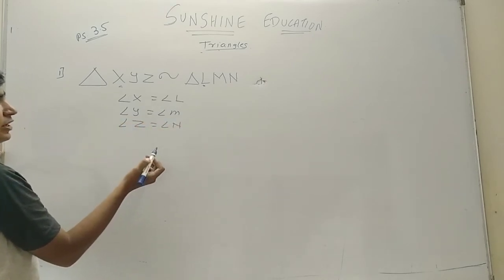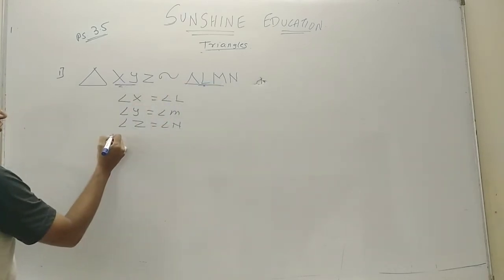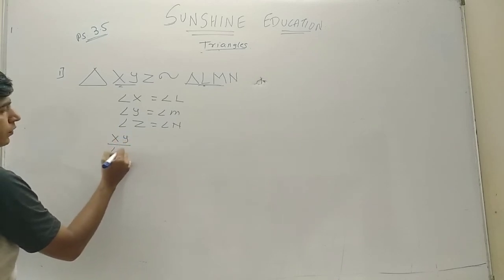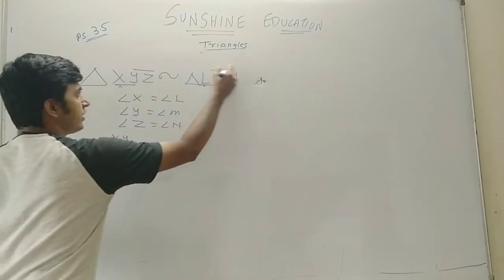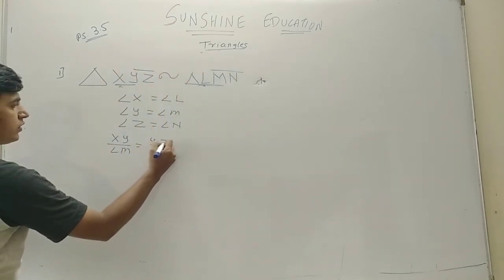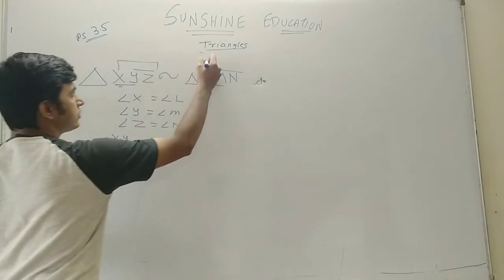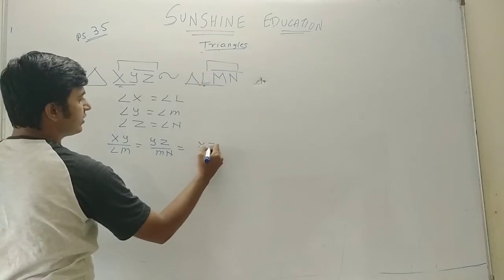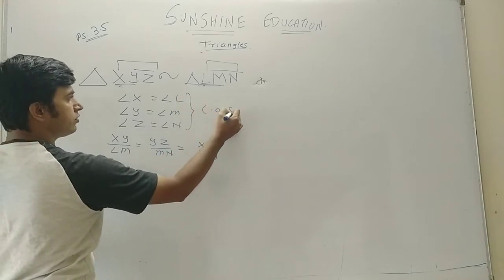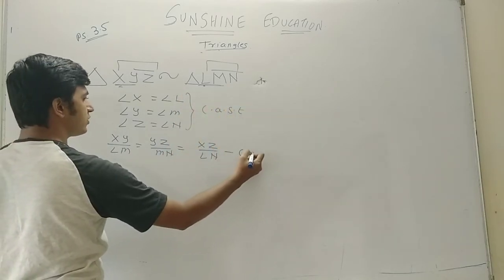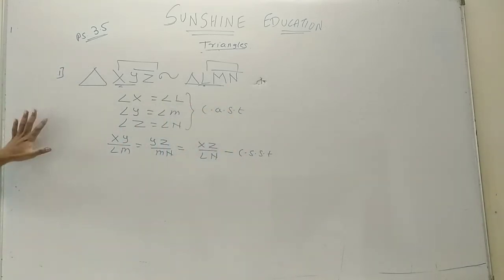And the ratio of these corresponding sides, ratio means something upon something. XY upon LM, first two, is equal to YZ upon MN, last two, and first and last, that is XZ upon LN. You can say corresponding angles of similar triangles are equal, and corresponding sides of similar triangles are in proportion. CAST, CSST. So this was the first one, that's it.